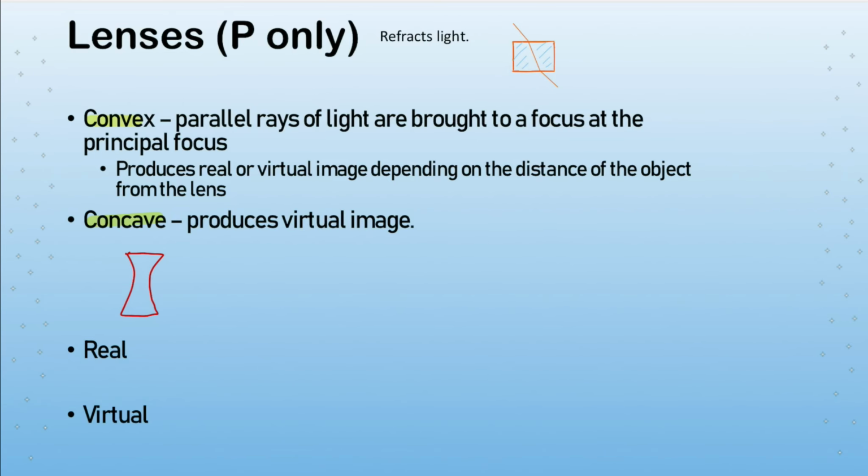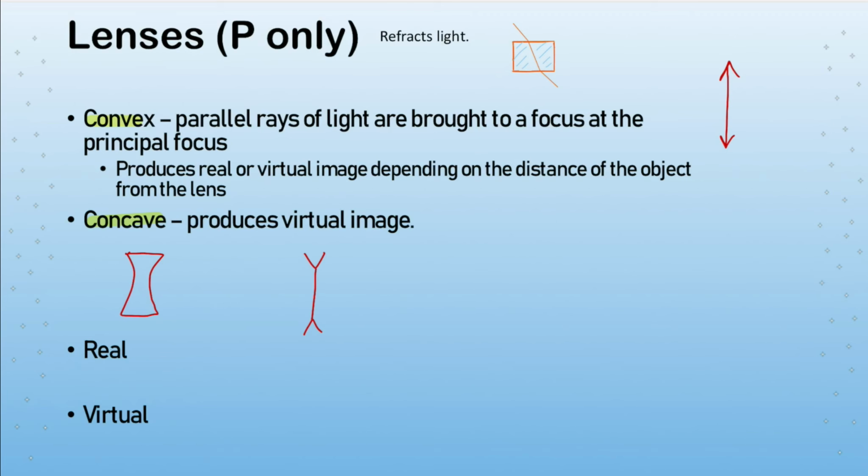So what we use is we use symbols to represent these lenses. A concave lens is represented by two inwards facing arrows, if you like. And that's what we draw for a concave lens. For a convex lens, on the other hand, we draw outwards facing arrows.